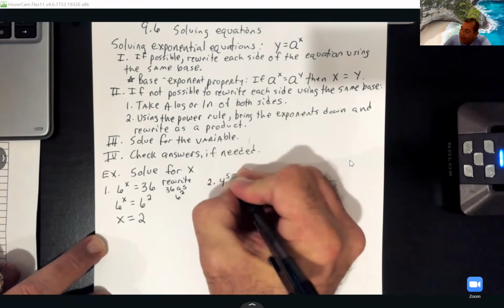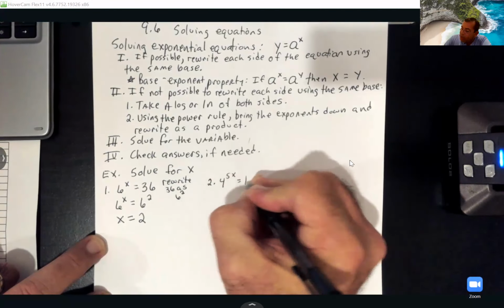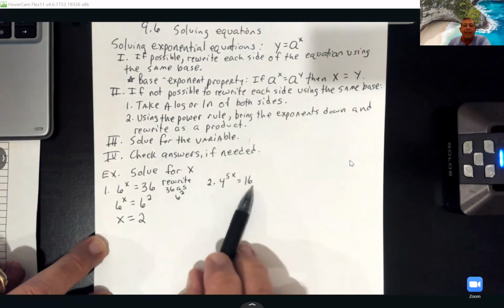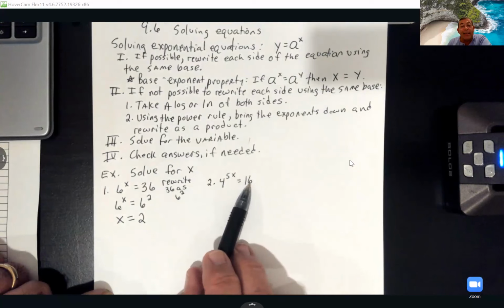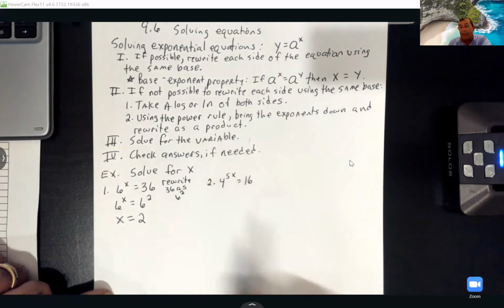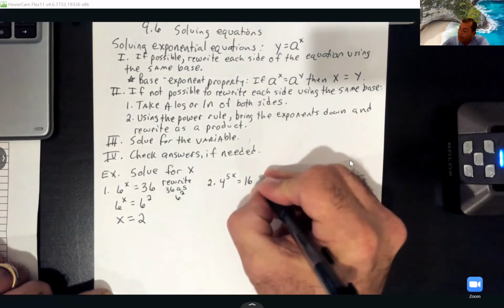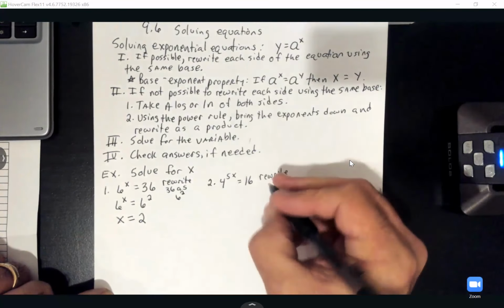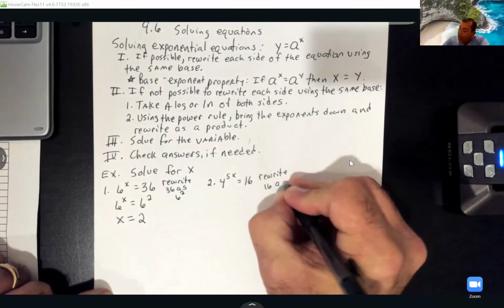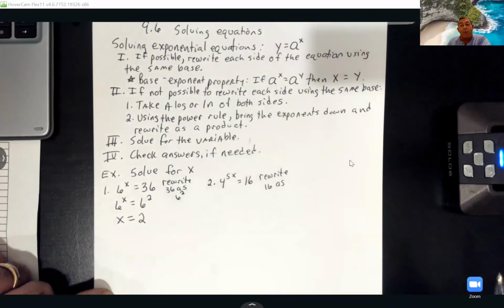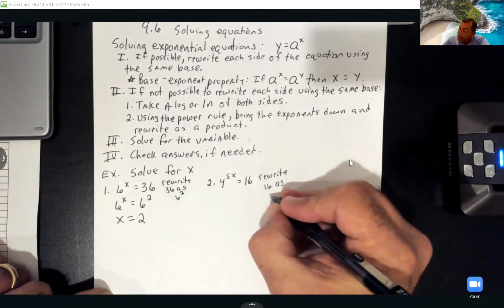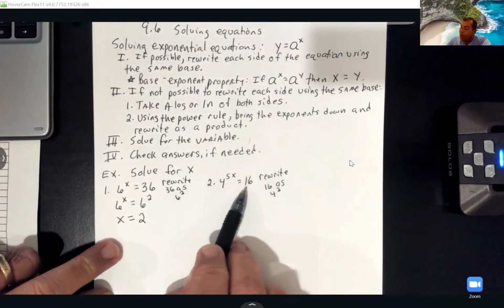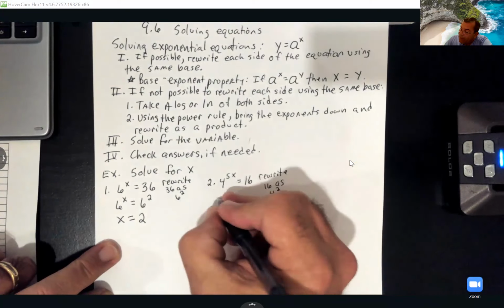4 to the 5x equals 16. So I'm looking at this 16. Can I rewrite 16 using a 4 as its base? Well, y'all, we actually can on that one, right? Because we know that 4 times 4 equals 16. So that would be 4 squared. So now we bring down this 4 to the 5x.